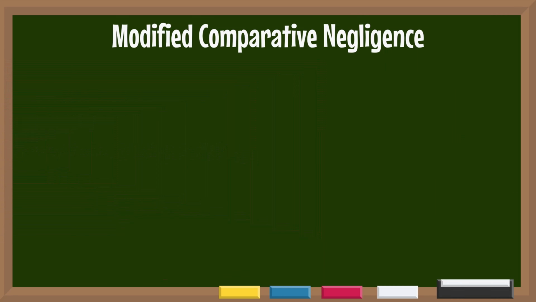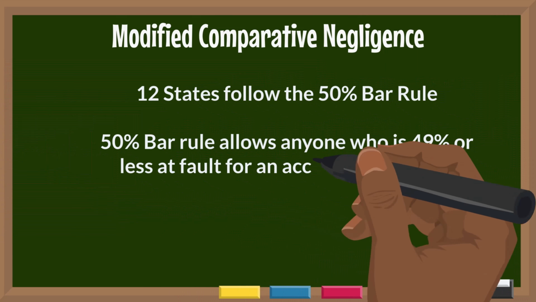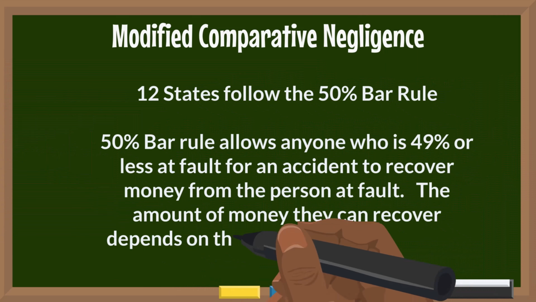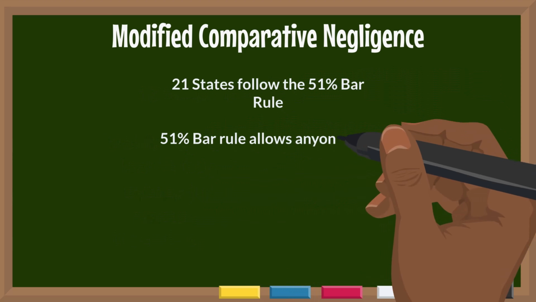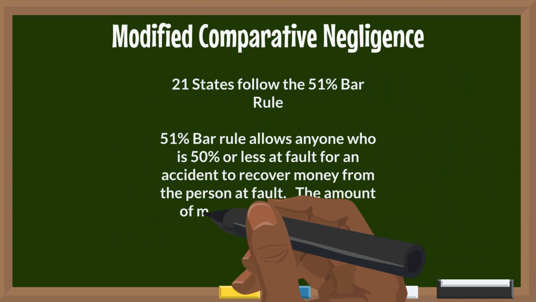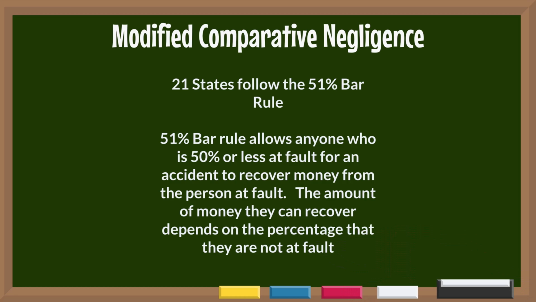12 states follow the 50% bar rule, meaning a damaged party cannot recover if it is 50% or more at fault. But if it is 49% or less at fault, it can recover for its damages. 21 states follow the 51% bar rule, under which a damaged party cannot recover if it is 51% or more at fault.